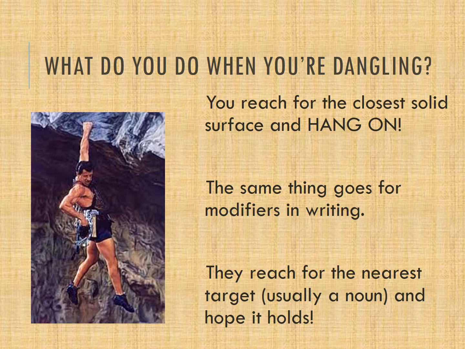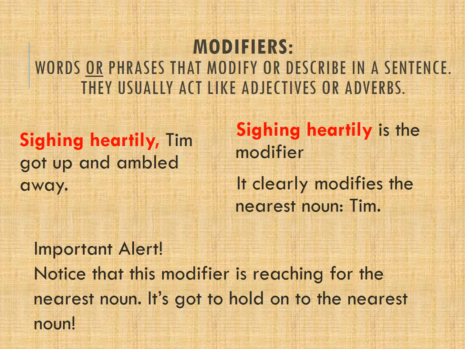The truth is the same thing goes for modifiers in your writing. They like to reach out to the nearest target, usually a noun, and hope it holds. What are modifiers? Modifiers are words or phrases that help to modify or describe in a sentence. They like to act like adjectives or adverbs. The truth is that modifiers can be very powerful because they add extra detail and life to a piece of writing.